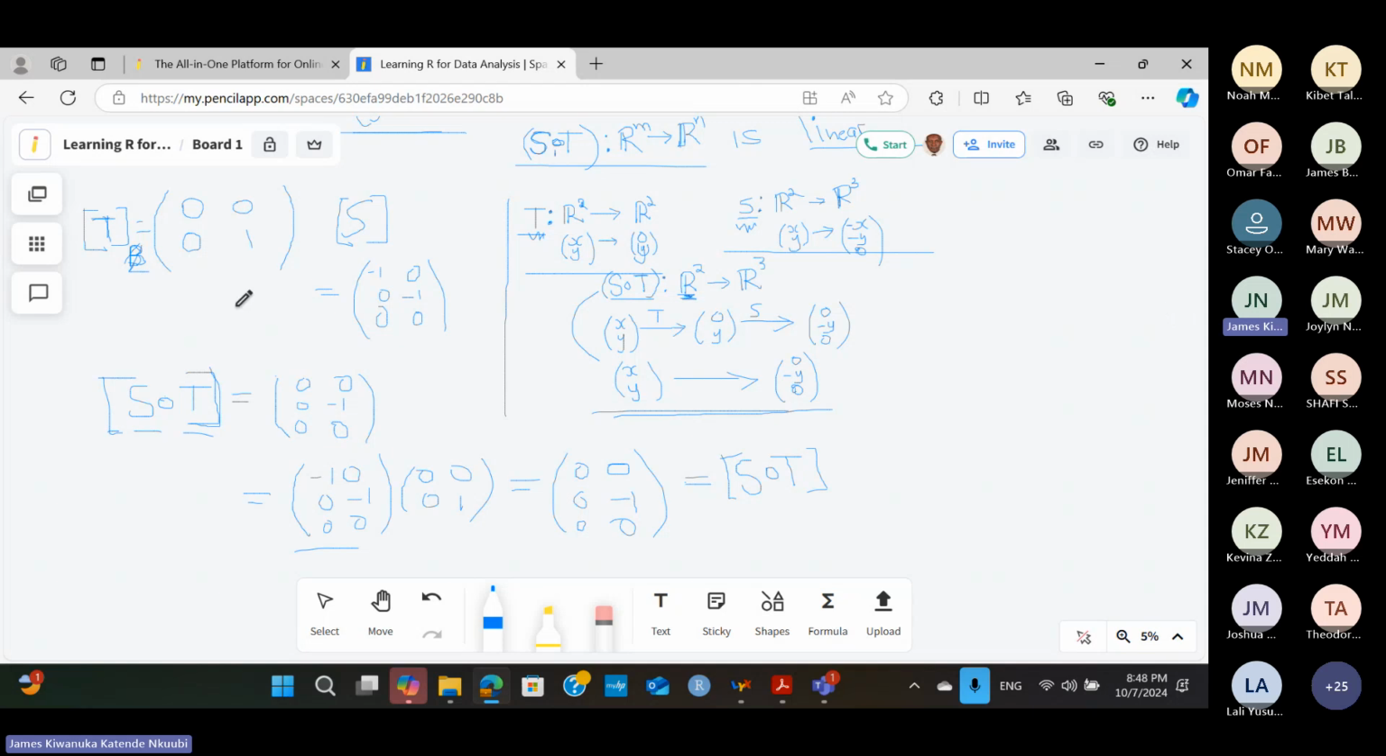So this last bit was, we have confirmed that if you have the composition of two linear transformations, you can get the matrix that represents the composition as a product of the individual matrices of each of the linear maps in the same order in which they appear. Any questions?